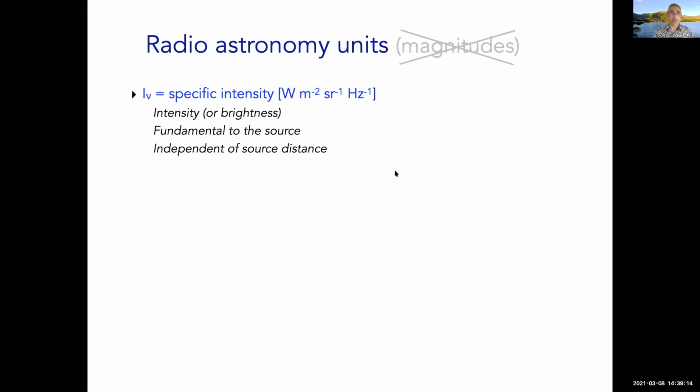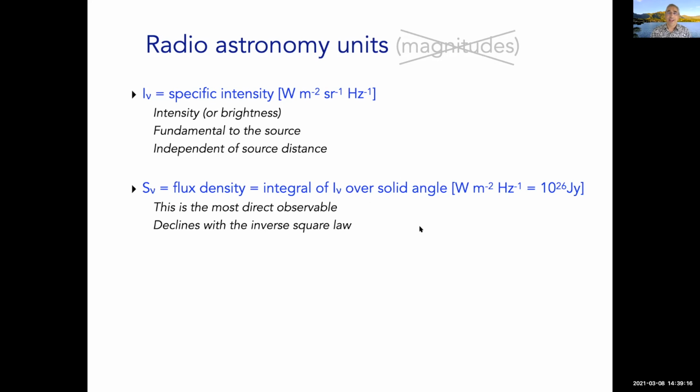In practice, all our instruments have a finite resolution, and so we integrate the specific intensity over some solid angle. We actually therefore measure the flux density, which we call S mu, which is the integral of the specific intensity over a solid angle. And the units then are watts per meter squared per hertz.